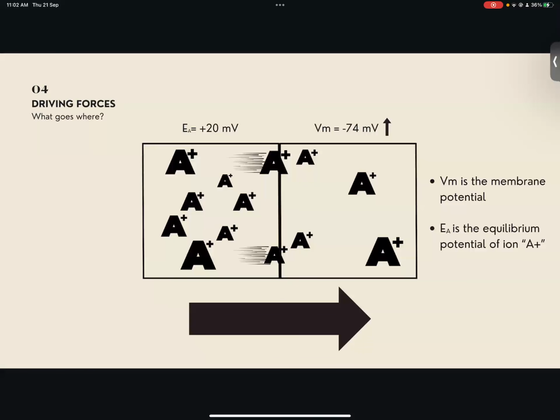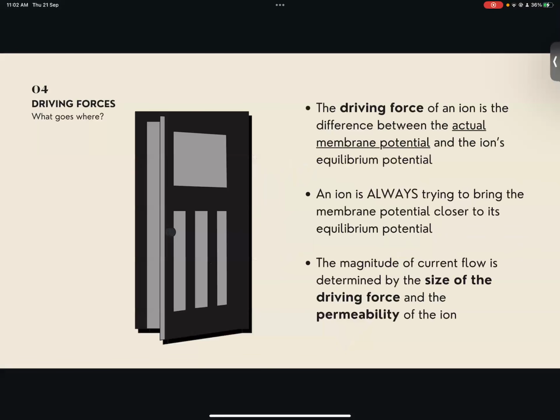Why? Because the membrane potential is more positive than my equilibrium potential, which we're considering negative 1,000. We're going to be losing positive charges in order to bring the membrane potential down to the equilibrium potential. In this case, it just so happens that it's positive 20, which means we see an influx. An influx means an inward movement of the ions, an influx of these A's in order to bring the membrane potential up to the equilibrium potential of ion A. I hope that makes sense so far. I added a picture of a door here to show you the driving force.